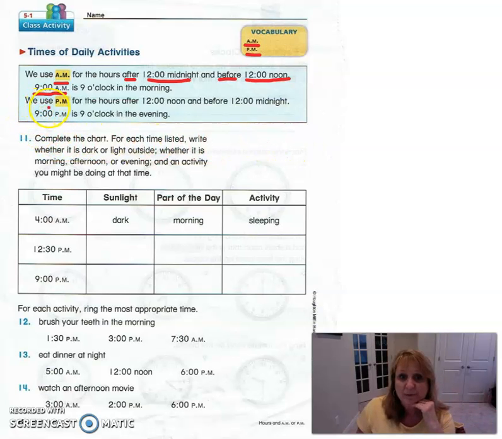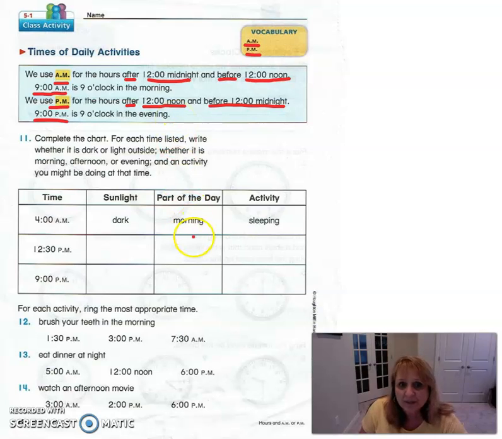We use PM for the hours after 12 o'clock noon and before 12 o'clock midnight. Okay, so 12 o'clock noon, that's about the time we eat lunch. Anything after that until midnight is going to be PM. 9 o'clock PM is 9 o'clock in the evening.